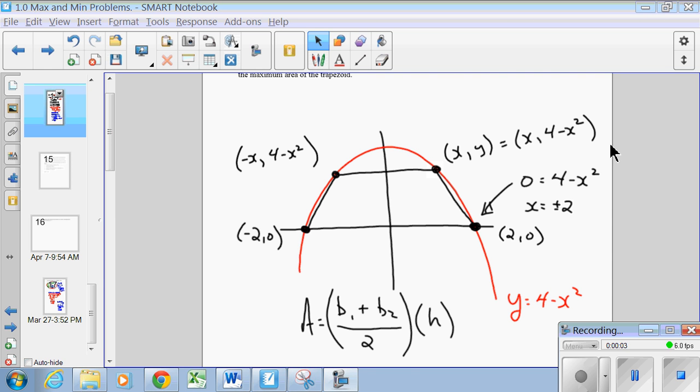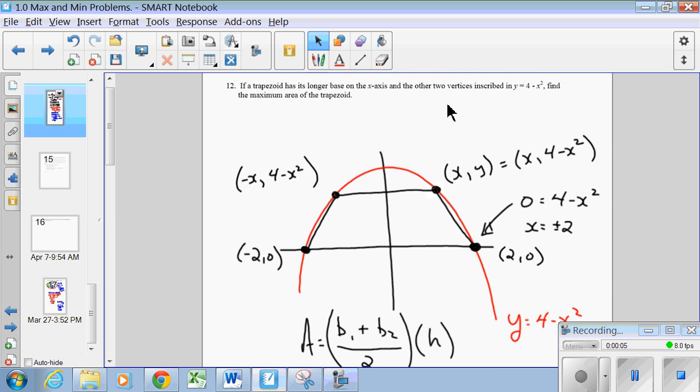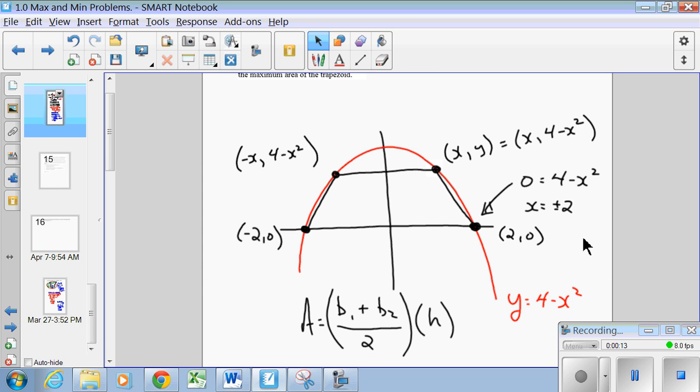This is example number 12, the trapezoid question from our maximum minimum problem section. Just want to kind of help you get started with this problem. Finding the area of a trapezoid is not something that we do very often, but it is kind of like a triangle in a sense, or like a combination between triangle and rectangle. We have two bases. We have the parallel sides that are separated by a height.